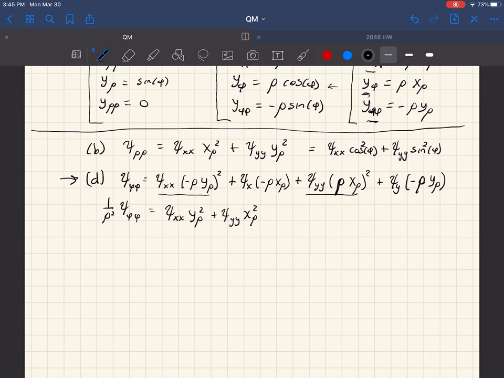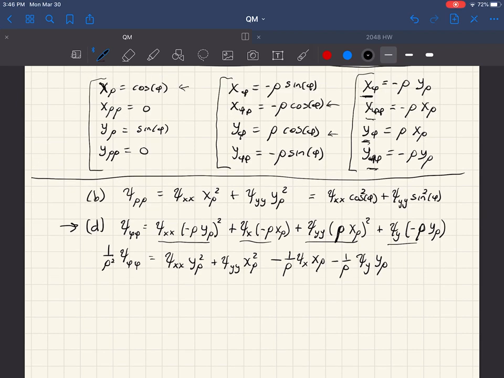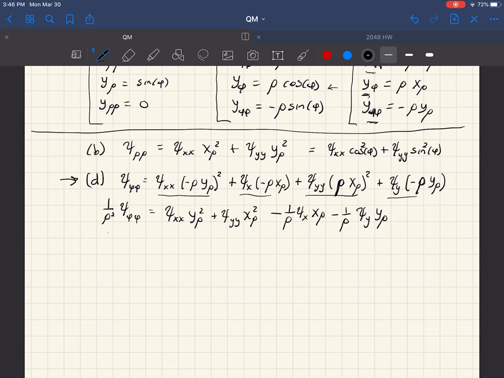All right, and now this one, remember, I'm dividing through by rho squared, so I'm going to have a 1 over rho psi of x, x rho. And then now this one, negative 1 over rho psi of y, y rho. Okay. So now, let's continue.